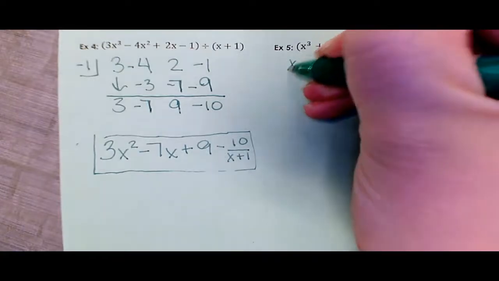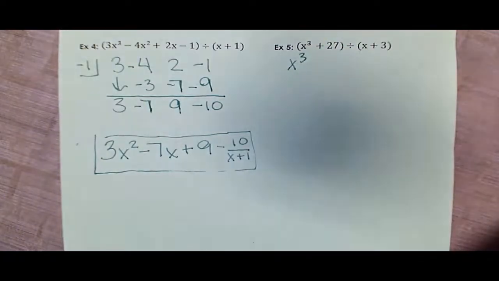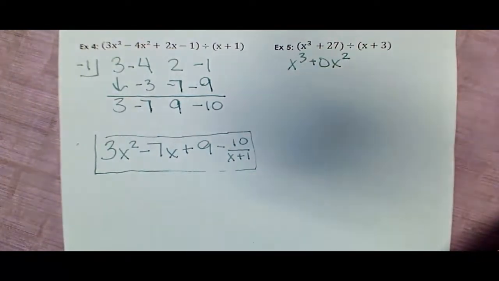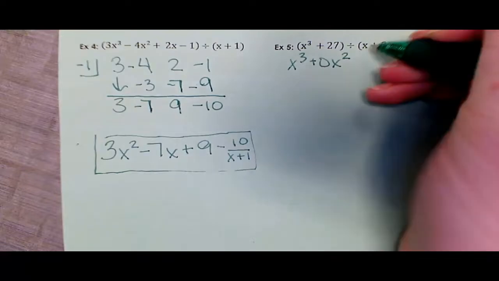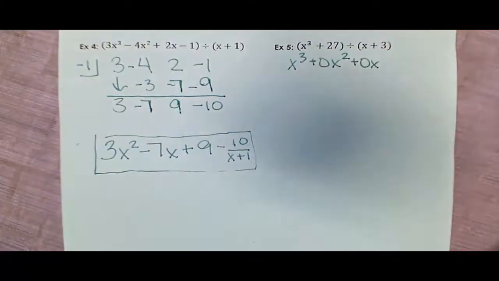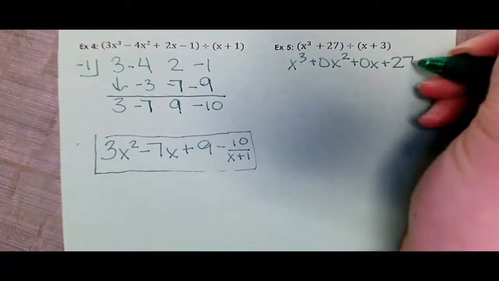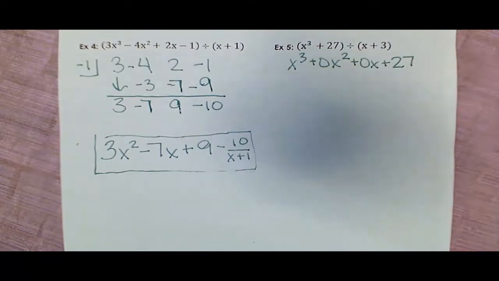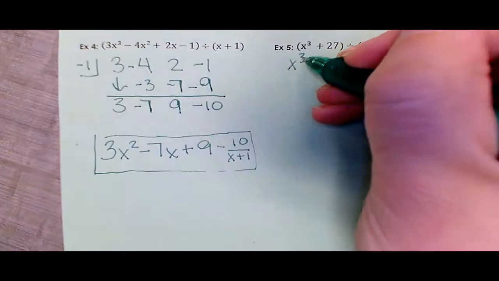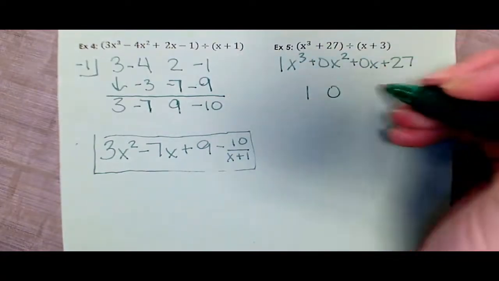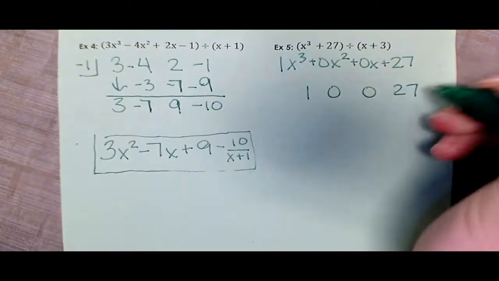So we start out with x cubed. The next thing that we should have is an x squared term, but there isn't one here. So you're going to have to put plus 0x squared. The next thing we need is an x term, but there isn't one here, so we put 0 x's. And then the next thing is a constant term, and so we do have a 27. And this lets you see all of the coefficients that should be in your synthetic division problem. So the coefficient of x cubed is really that 1 that's invisible, so 1, a 0, a 0, a 27.